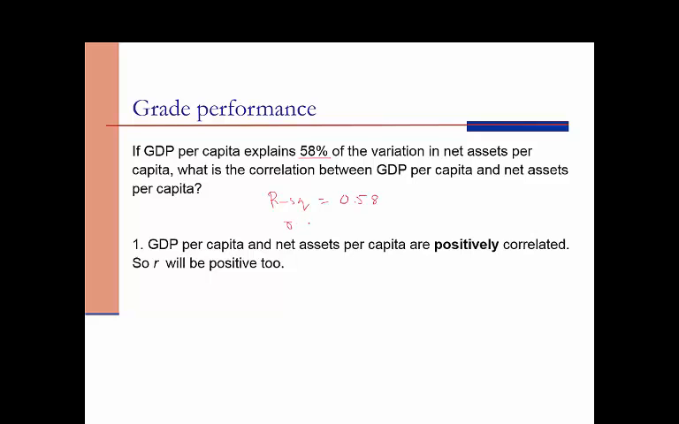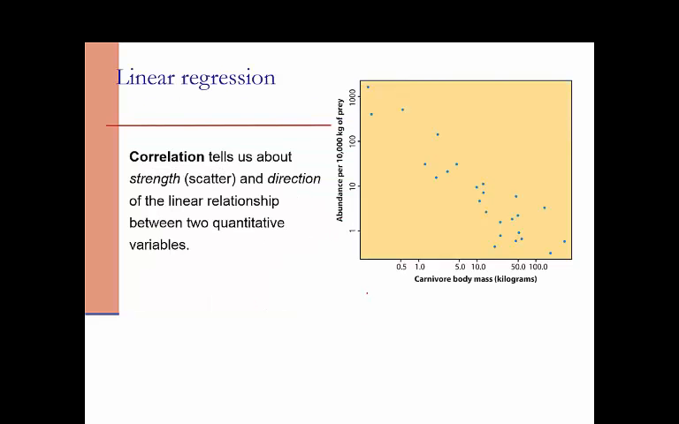So your R value, which is the correlation, right? That's what you're trying to find out, is going to be the square root of 0.58, right? But you know square roots can be both positive and negative, right? So you get 0.76, it could be positive and negative. Well, you know from before that they're positively correlated, so you can only have a positive answer there. That information you have to know from before, based on what you're comparing. So GDP per capita is positively always related to net assets. That'll help you find the R value.